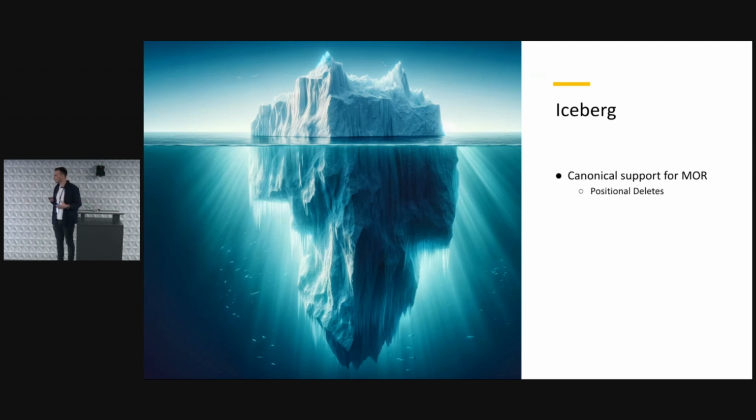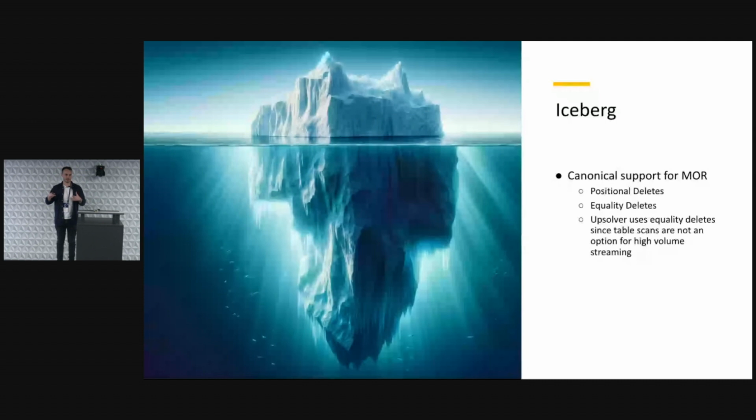We'll talk a little bit about what those are. At Absolver, we use equality deletes because producing positional deletes requires scanning the data. The reason is that you need to tell the engine these positions in this file are deleted, so that still requires a table scan. If you're doing high volume streaming, you can't really do that for each minute of data.